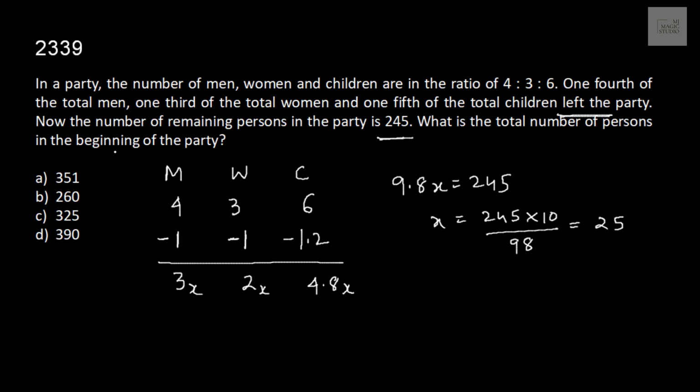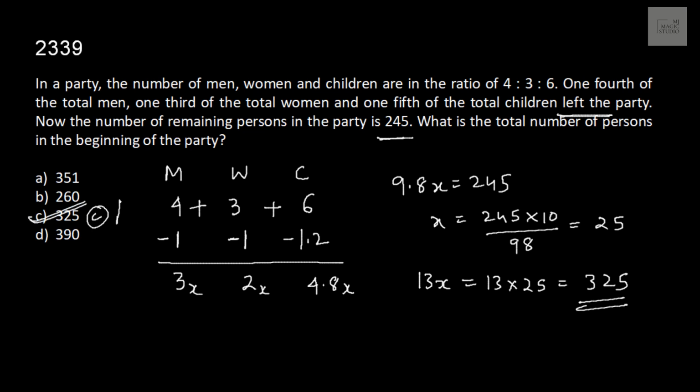What is the total number of persons in the beginning of the party? 4 plus 3 plus 6 is 13. So in the beginning of the party is 13x. 13 into 25, 250, 75, 325. 325. Yes, we have 325 featuring in option C, and that is the answer.